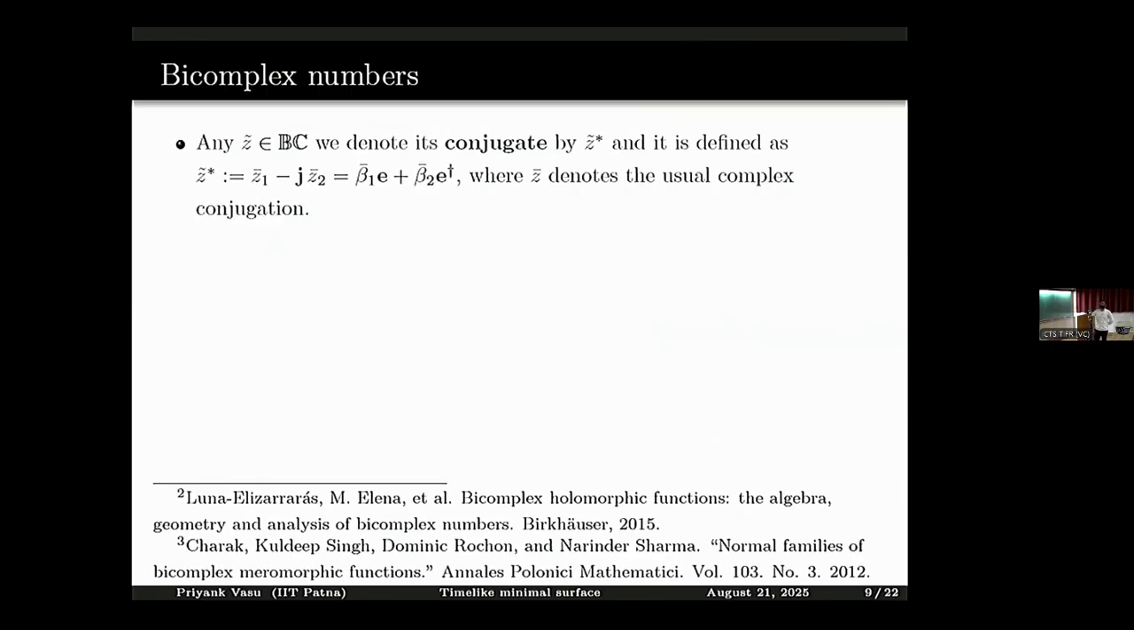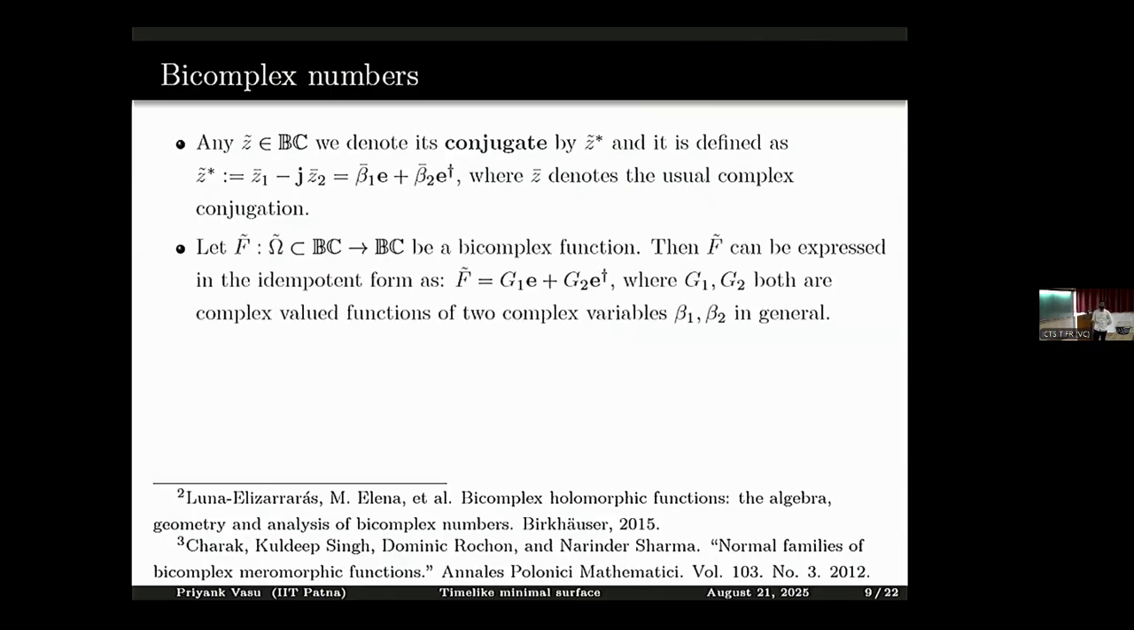Now, there are many ways to define the conjugate in bicomplex numbers, but the one we will be using is the star conjugate, which is nothing but the conjugate of beta 1 and the conjugate of beta 2. Beta 1 is complex, beta 2 is again complex, and we take their respective complex conjugates. Then we define it as the star conjugate of z tilde. And again, a little note: whenever a tilde appears, that means that the function or element is in the bicomplex numbers.